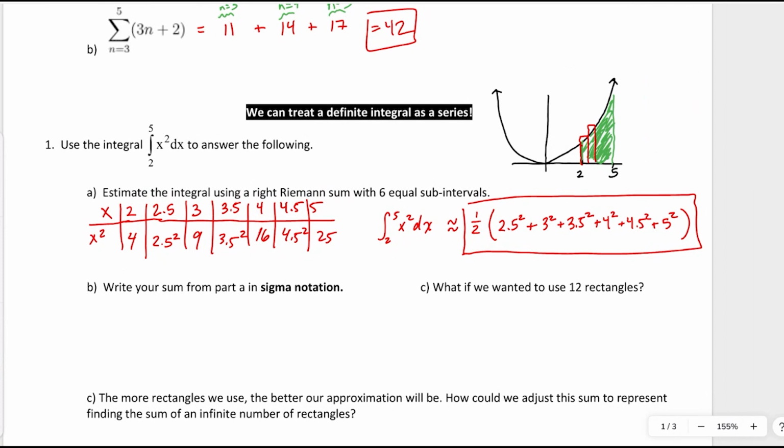How many numbers are being added up here? How many rectangles are there? 6. Yeah, there should be 6 rectangles, right? 6 equal subintervals. And so we're going to be adding 6 numbers. All right, we'll start with the first rectangle and end with the 6th rectangle.